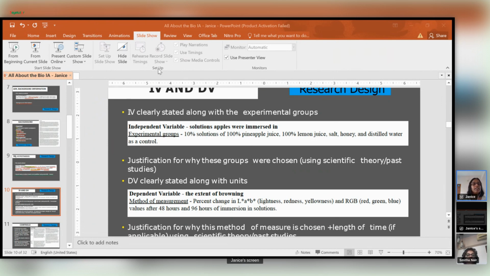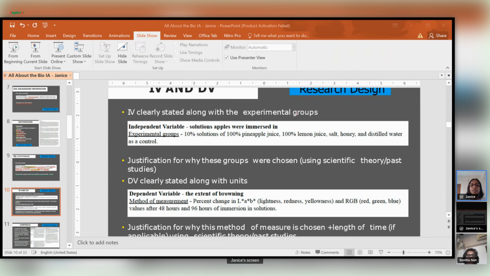Now, can you see this one? IV is the independent variable, and DV is the dependent variable. Can you see it? Yes. Okay. Now, this IV clearly states what the experimental group is. In this case, it is the solutions the apples were submerged in. So, what were the solutions the apples were immersed in? For example, I took pineapple juice, lemon juice, salt, honey, and distilled water. So my independent variable is what?